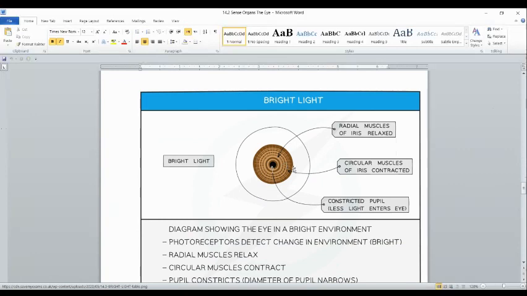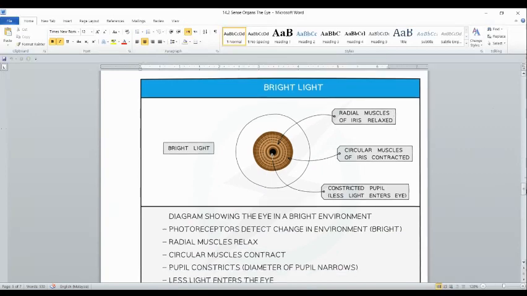So the radial muscles should be relaxed, so they let the circular muscle gather in the middle. So the radial muscles are relaxed, and the circular muscles are contracted. So you see that the pupil here is smaller because the outside is very bright, it's so shiny. That is what is happening. Going back to the question.